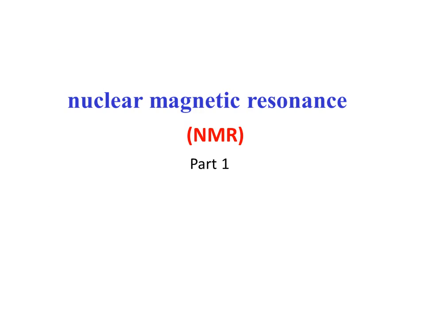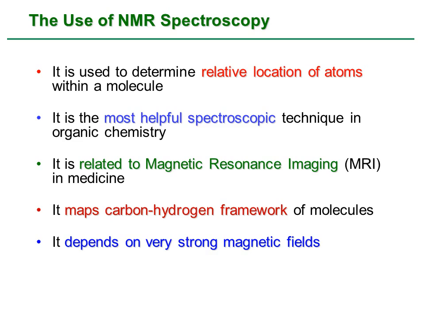First, we start with nuclear magnetic resonance, also called NMR. The use of NMR spectroscopy: NMR spectroscopy is used to determine the relative location of atoms within the molecule. It's the most helpful spectroscopic technique in organic chemistry, related to magnetic resonance imaging, and gives a map of the carbon-hydrogen framework of the molecule.